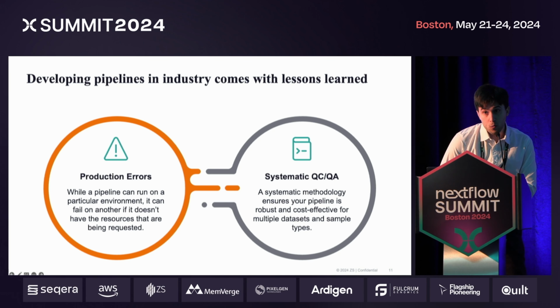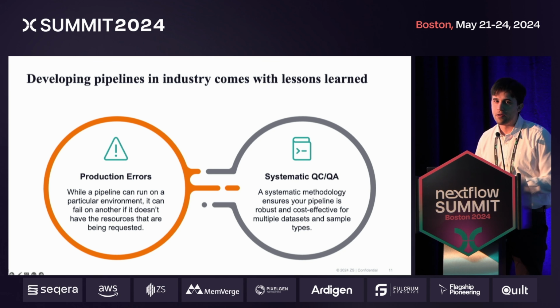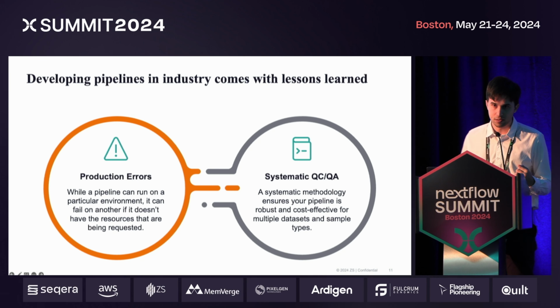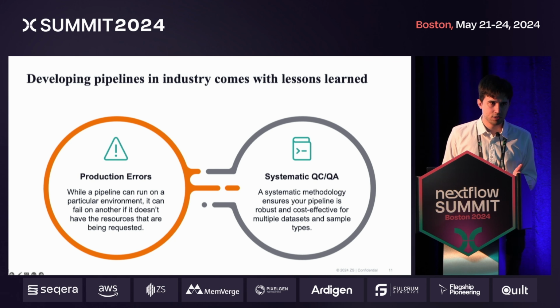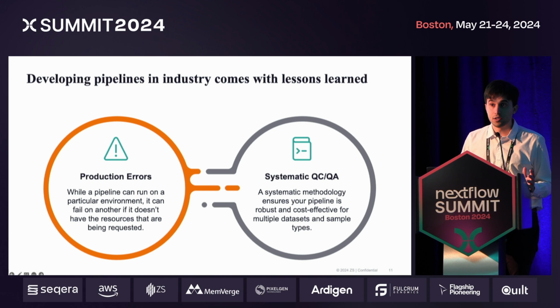Finally, I would like to highlight the importance of having a thorough, systematic testing process and using different data sets, different sizes. This will help you understand the limits of the pipeline and set up the resources efficiently for a proper cost efficiency balance.